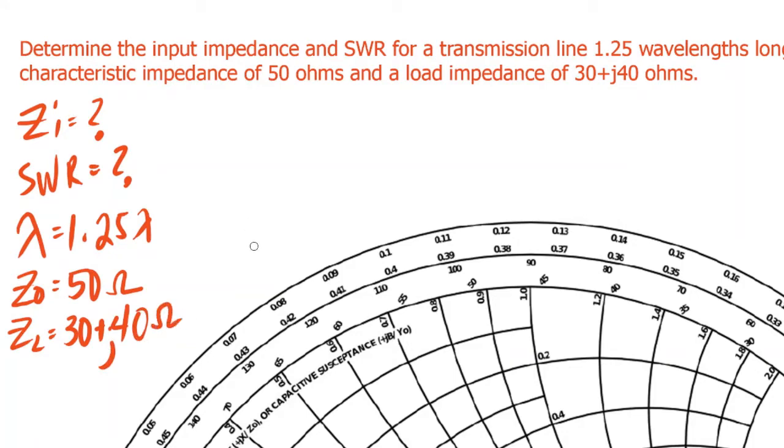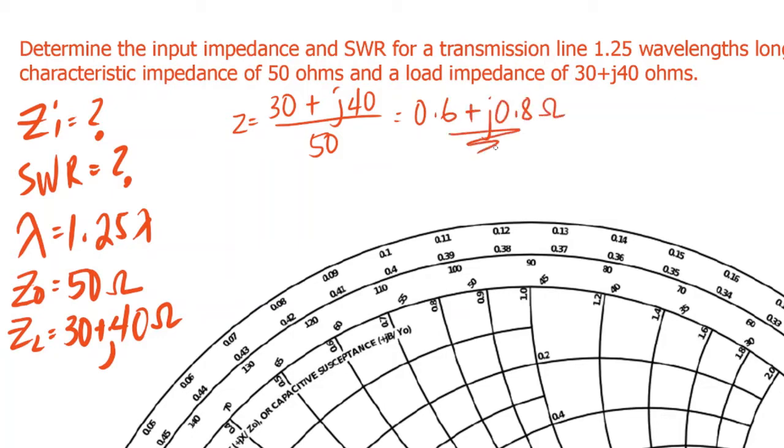Like what we did before, the first step is to normalize. So, our small z, or the normalized impedance, is 30 plus j40 over 50, which is 0.6 plus j0.8. The second part is to plot.